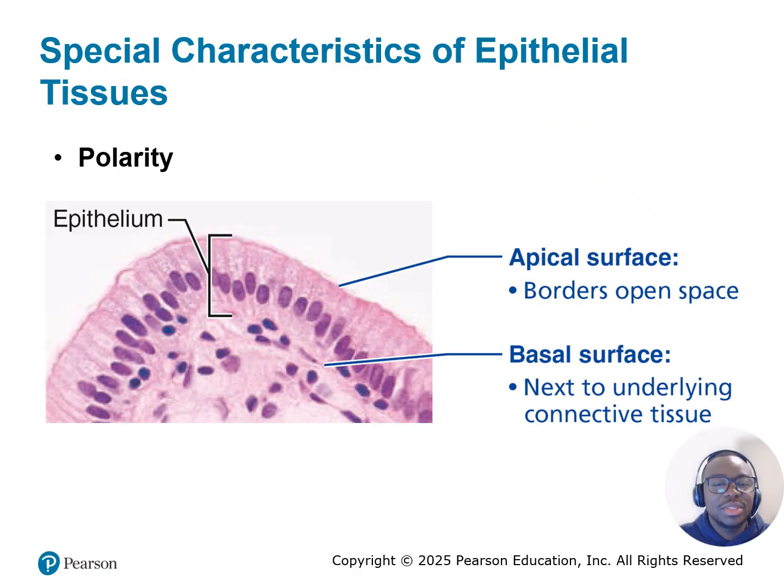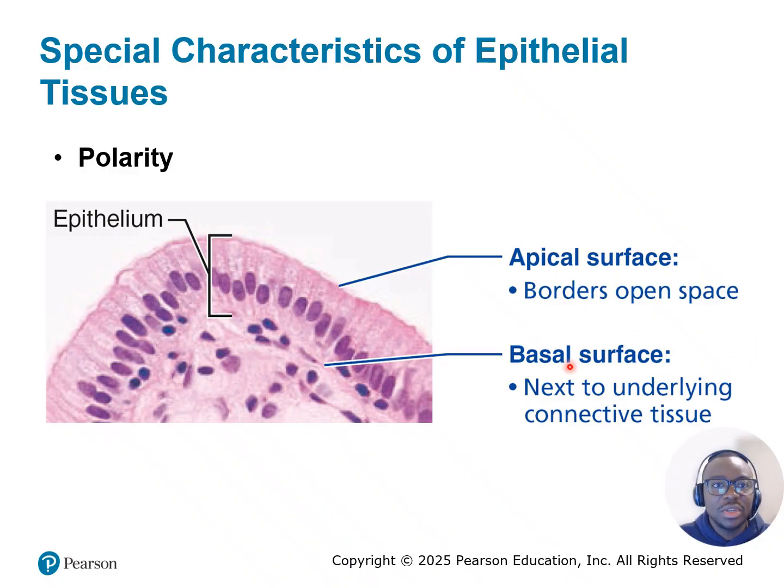The first characteristic is polarity. All epithelial tissues have 2 surfaces that differ in structure and function. These are the apical surface and the basal surface. The apical surface is not attached to surrounding tissue and is exposed to either the outside of the body or the cavity of an internal organ. Most apical surfaces are smooth, but some have specialized finger-like projections called microvilli.